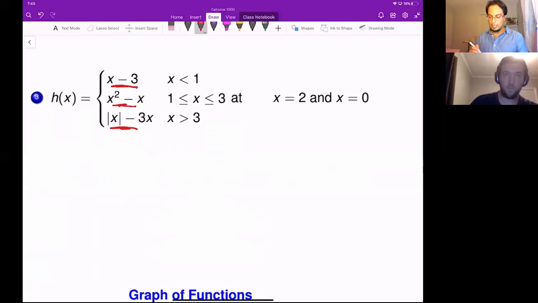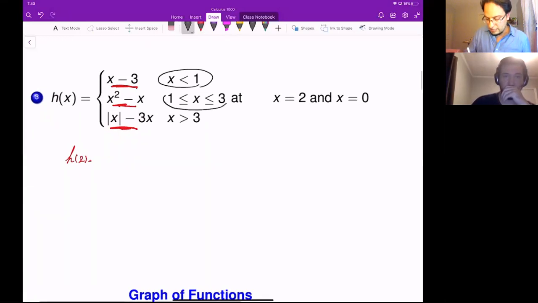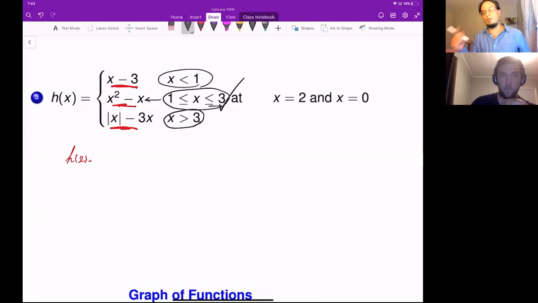Meaning what? For example, if you're looking for h of 2, you don't start with the formulas. You start with the range. Is x equal to 2 in this range? Is it maybe in this range? Or is it here? First, find the range to which the given value of x belongs. So here, this is the range. When you find that, the corresponding formula is the formula you have to use to evaluate the function at that point.